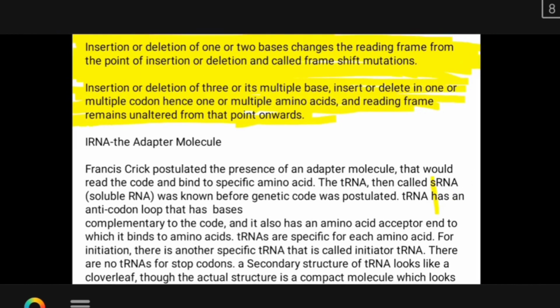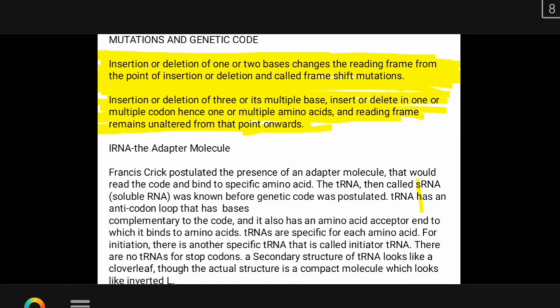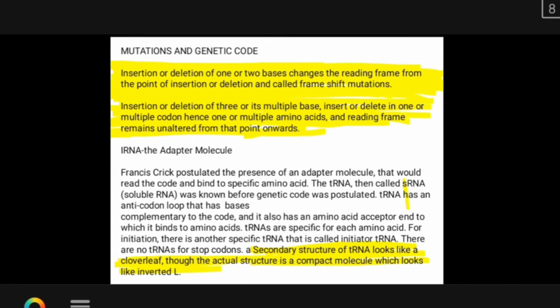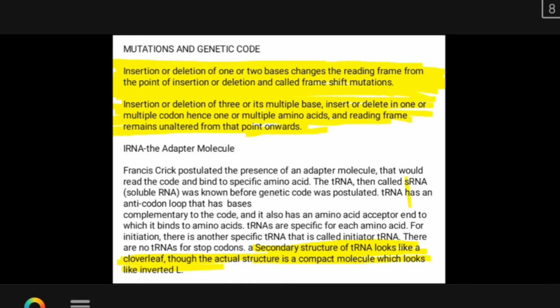There are no tRNAs for stop codons. The secondary structure of tRNA looks like a clover leaf, but the actual structure is like an inverted L.